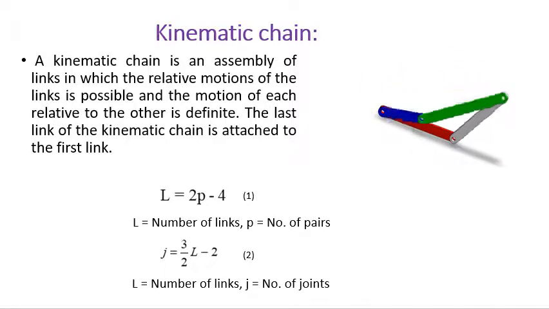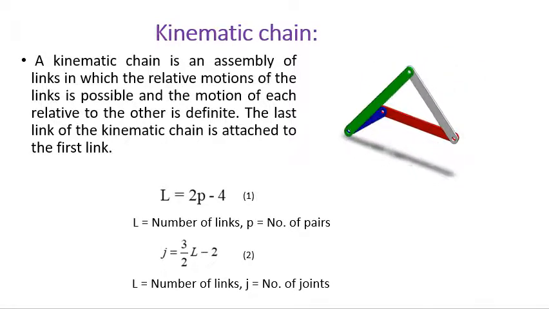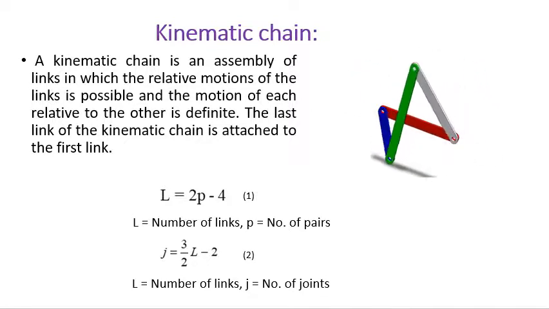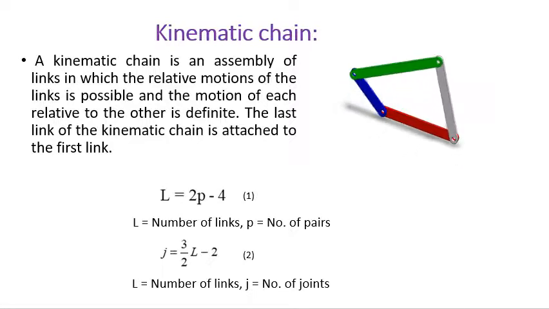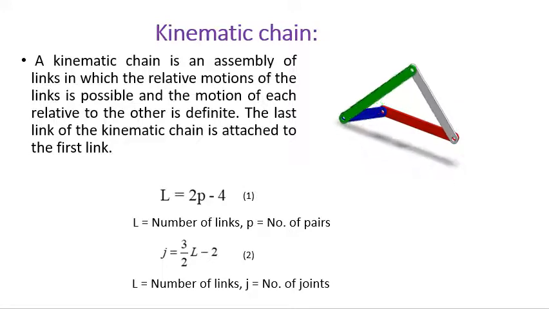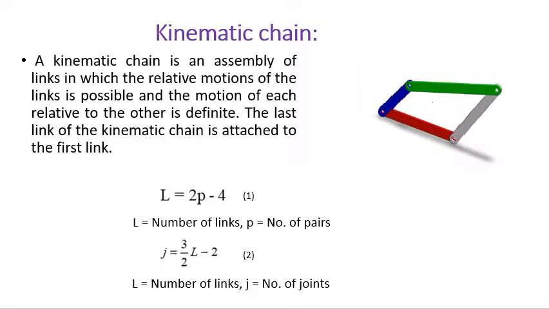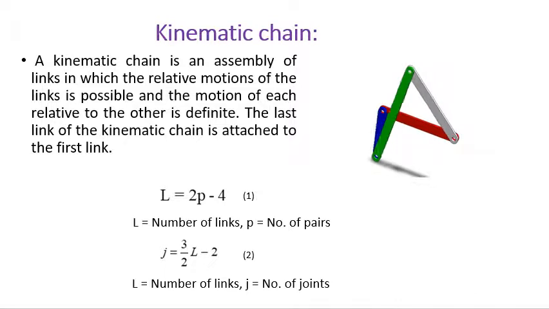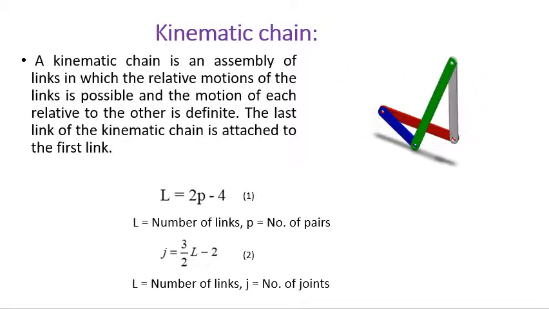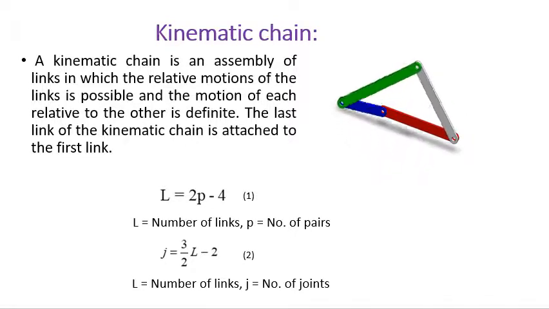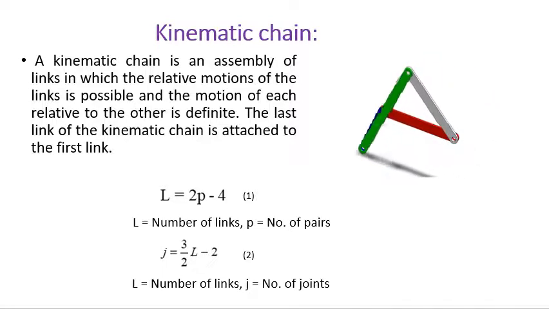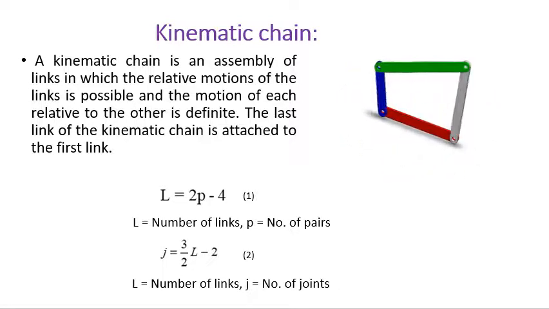Next, number of pairs. A pair is nothing but a set of two elements or two links, right, having relative motion. So here link number 1 and link number 2 make the first pair, whereas link number 2 and 3 make the second pair, link number 3 and 4 make the third pair, and the fourth link and the first link make the fourth pair. Therefore we have four pairs. When it comes to joints, we have four joints, so it is easily visible to the naked eye.